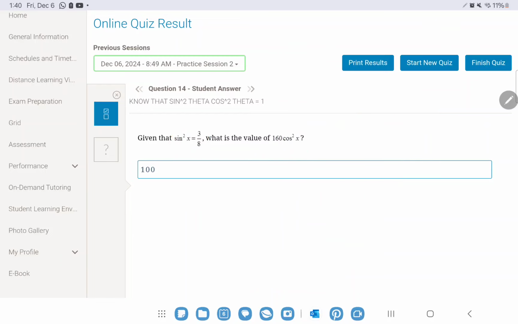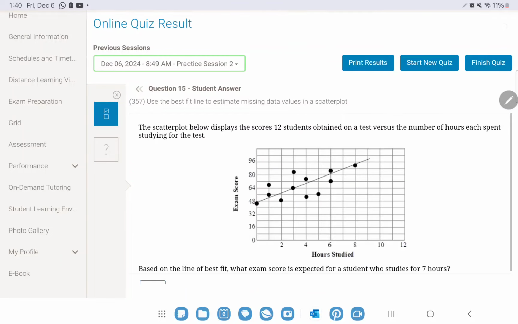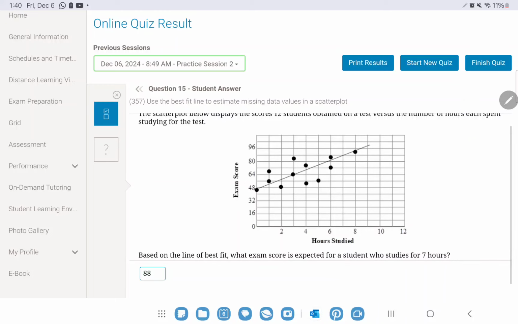Now let's move on to the last question. Here, it's the easiest one. Based on the best fit line, what exam score is expected for a student who studied for 7 hours? So you go to the 7 hours of studying, you go up and see where it hits the line. Then you move left and see what this value is.